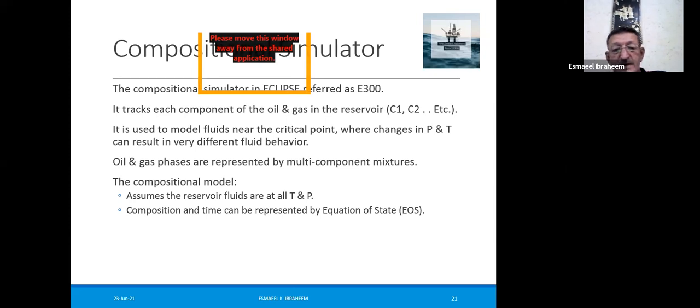Oil and gas phases are represented by multi-component mixtures. The compositional model assumes the reservoir fluids are at equilibrium at all temperature and pressure. Composition and time can be represented by equation of state. Here it comes to equation of state that can simulate for you the type of fluid you are going to have in the reservoir.